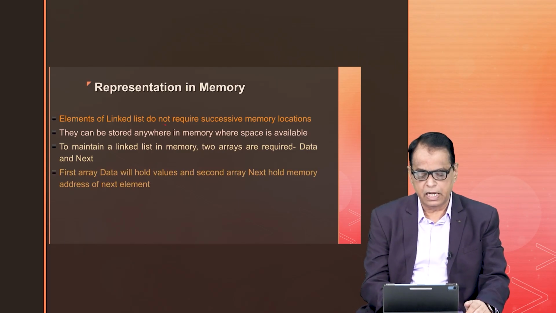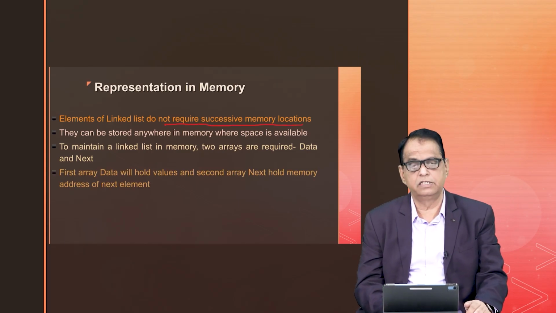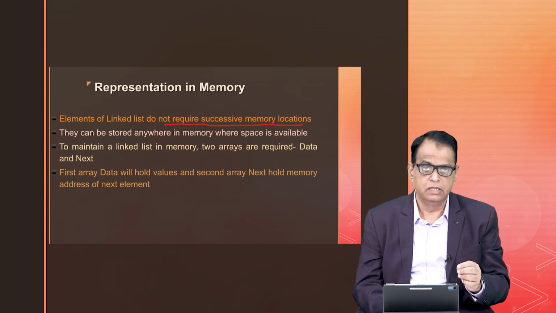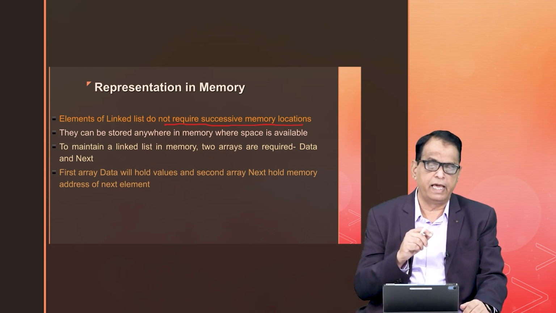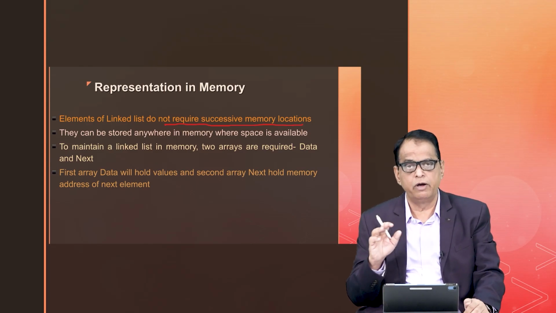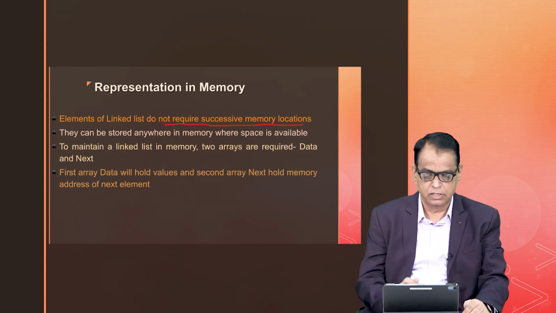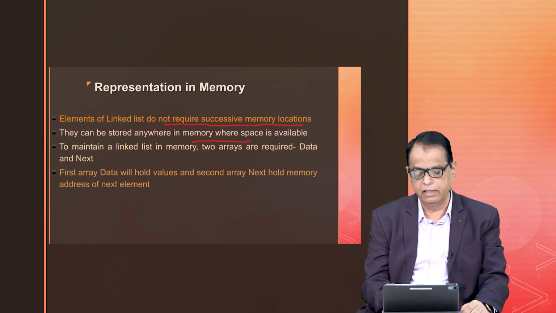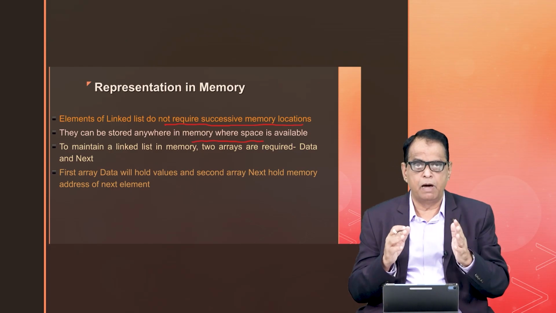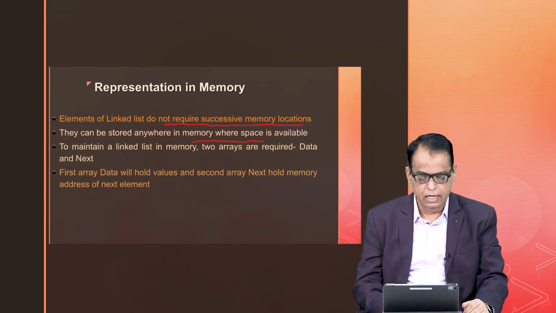Elements of the linked list actually do not require successive memory locations. This is the biggest advantage of the linked list. In the case of an array, we require successive memory locations, but a linked list does not. The elements can be stored anywhere in the memory. So wherever the space is available, in that part of the memory, you can create a linked list.